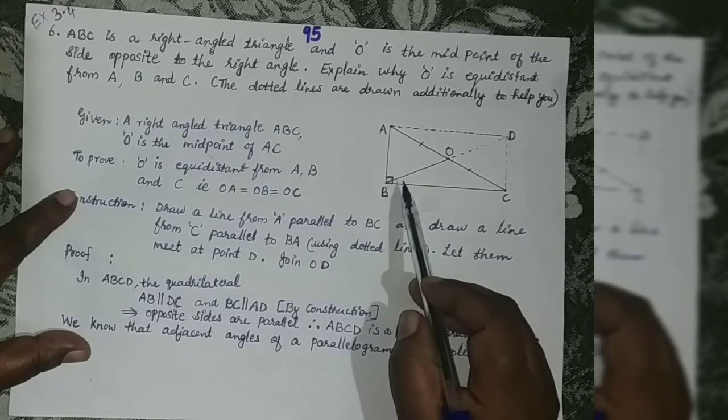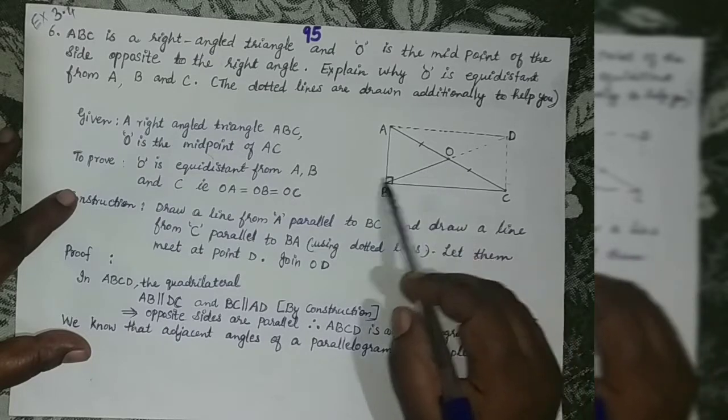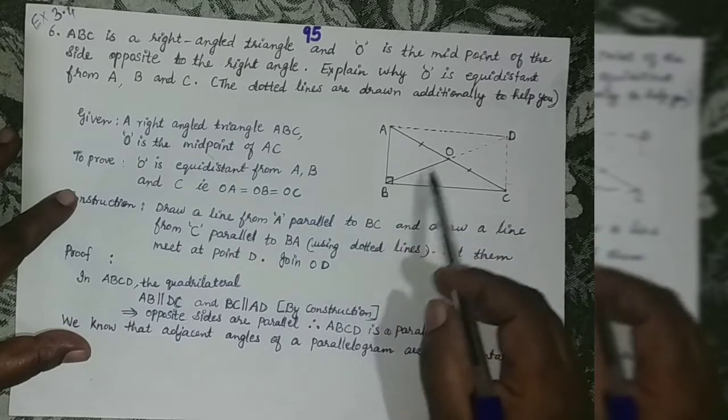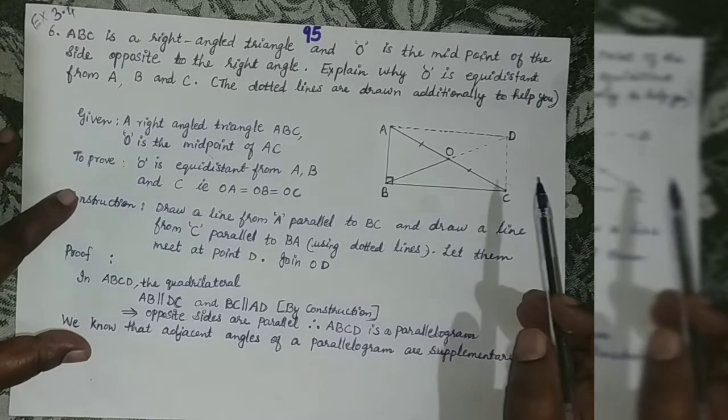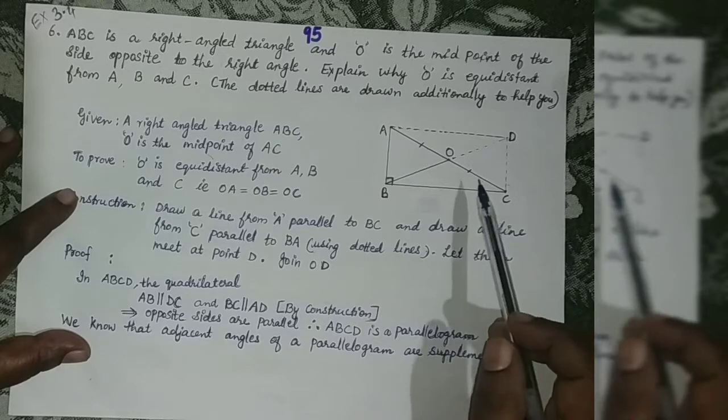And we have to explain why O is equidistant from A, B and C. That means OA, OB and OC are equal. That we have to prove. Okay, what is the reason why? How is it equal? That we have to prove.